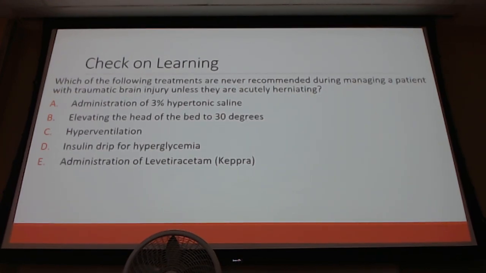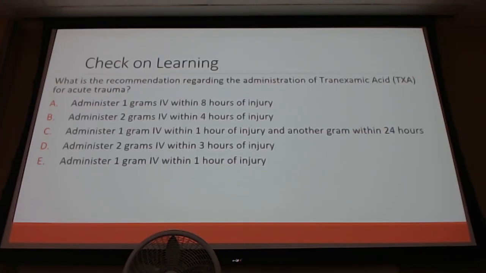All right. Which of the following treatments is never recommended in managing a patient with traumatic brain injury unless they are acutely herniated? Hyperventilation. Yes. Good. So A is going to be, anybody we suspect increased ICP, everybody should get the head of the bed elevated. Insulin drip if they're hyperglycemic, and then most get Keppra as well. Everything else is pretty much indicated.